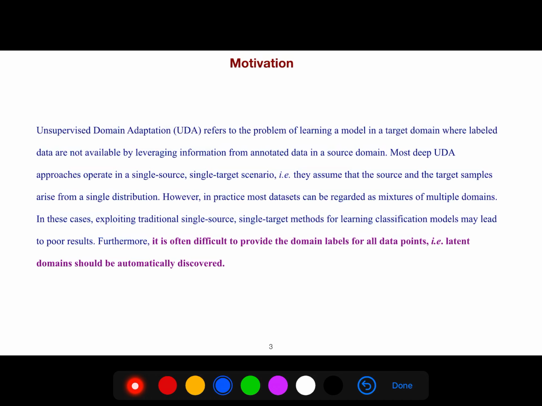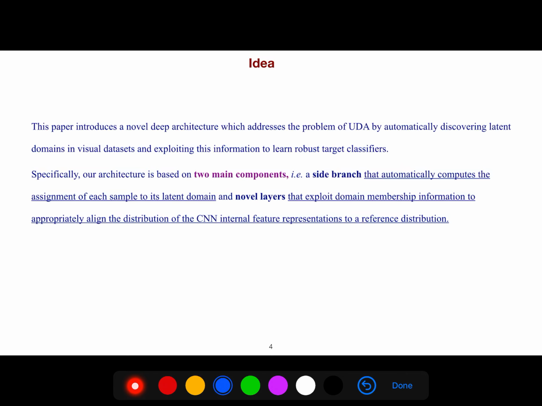Furthermore, it is often difficult to provide the domain labels for all data points. Latent domains should be automatically discovered. This paper introduces a novel deep architecture which addresses the problem of unsupervised domain adaptation by automatically discovering latent domains in visual datasets and exploiting this information to learn robust target classifiers.